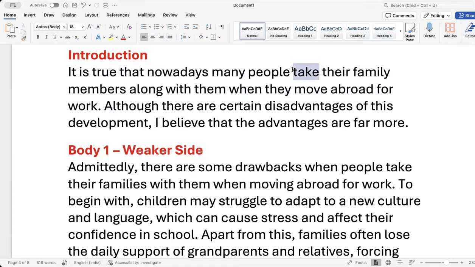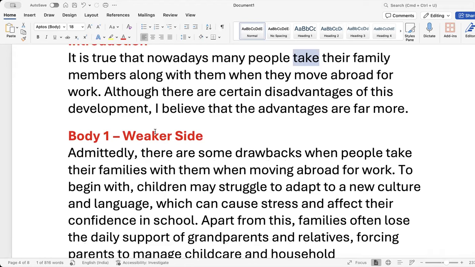Sir, then we don't want to keep a comma there, but after that we need to put a comma? No, there's no comma after that. Okay. You don't pause there. You speak in a flow. "It is true that nowadays many people" - you're not pausing long enough for a comma.